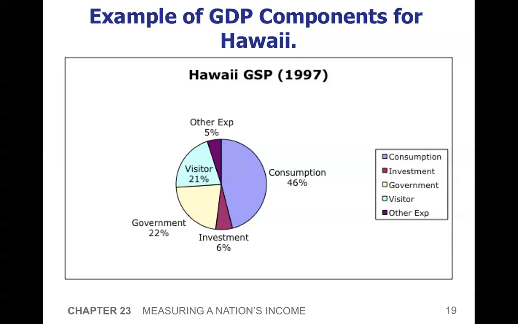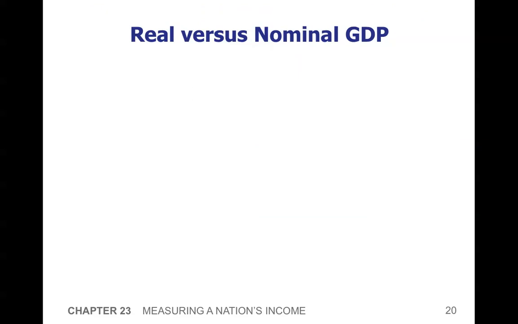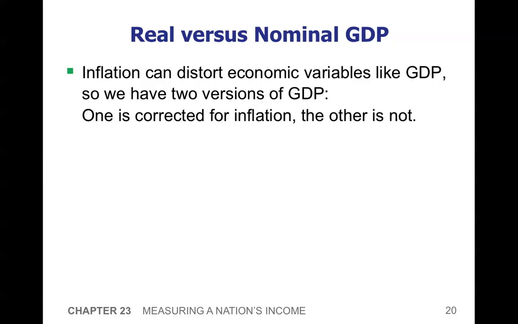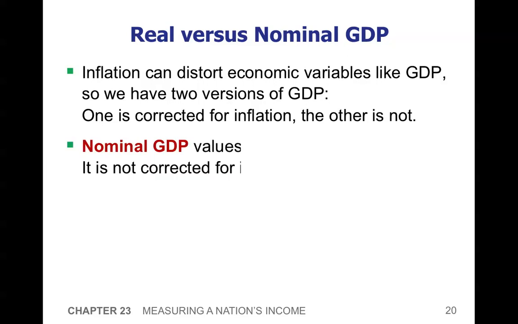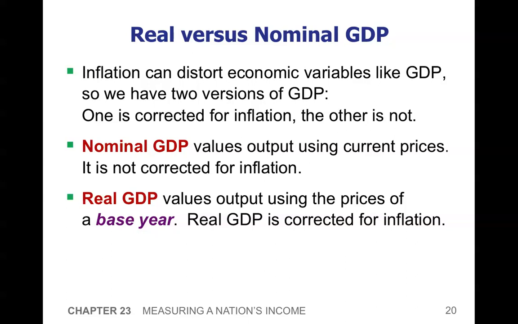Okay, we're going to move on to more of the measures of GDP. So here we go to real versus nominal GDP. Now, inflation can distort economic variables like GDP, so we have two versions. One is corrected for inflation and one is not. Nominal GDP values output using current prices, so the prices that actually exist. It is not corrected for inflation. Real GDP values output using the prices of a base year. So we would say these are constant prices. Real GDP is corrected for inflation.